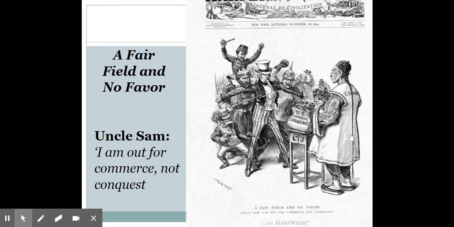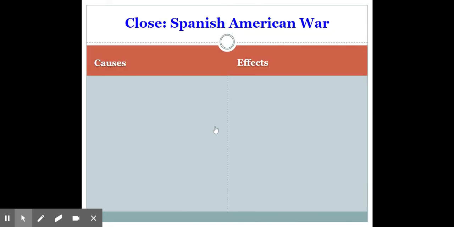And you can see it is a very traditionally dressed person from China who is the figure receiving that money. But Uncle Sam, the caption says, I'm out for commerce, not conquest. And the question is, how true is that? Or are they perhaps one and the same?